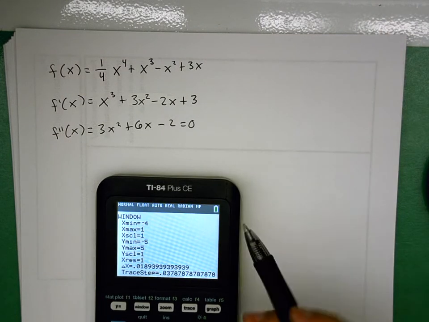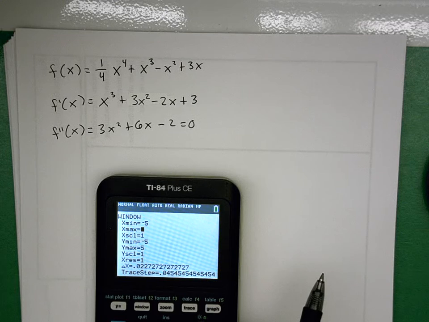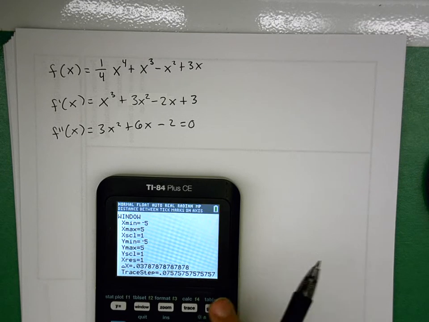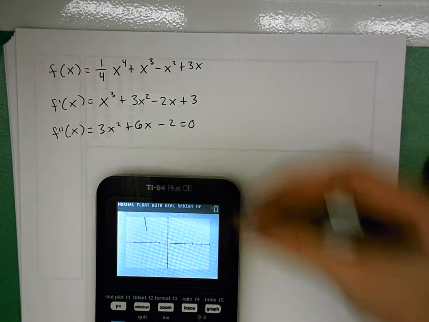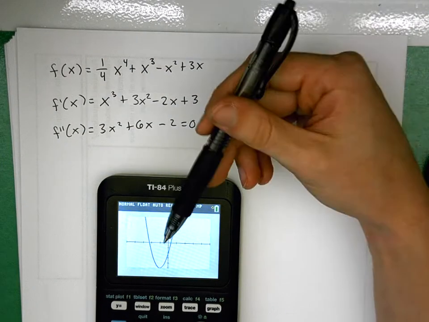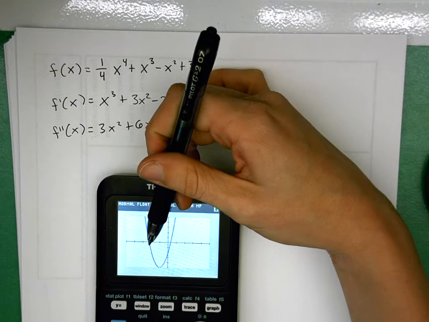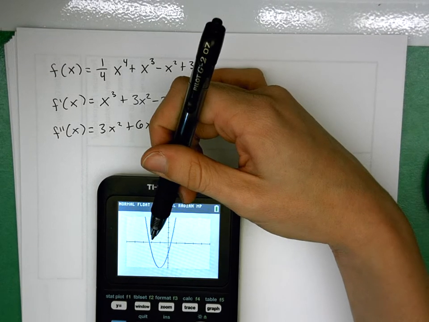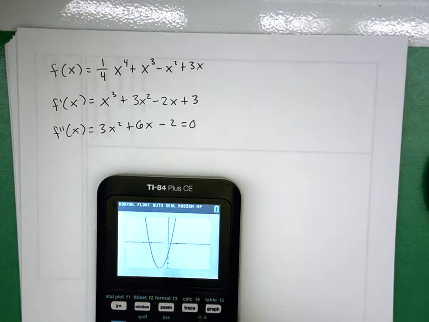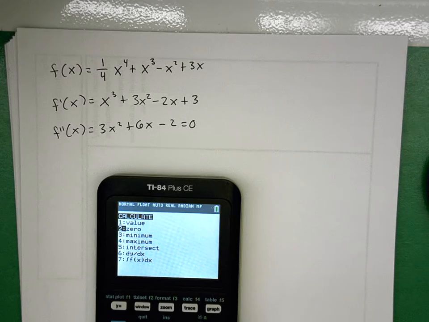I'm going to go ahead and make my window, we'll go -5 to 5. If I need to, I'll make it a little bit bigger. I know I should see a u. So if I don't see a u, I'd make my window bigger, but sure enough, I see a u, and I can see my 2 zeros, 1 here and 1 here. Right? So I'm going to go ahead and calc my 0.